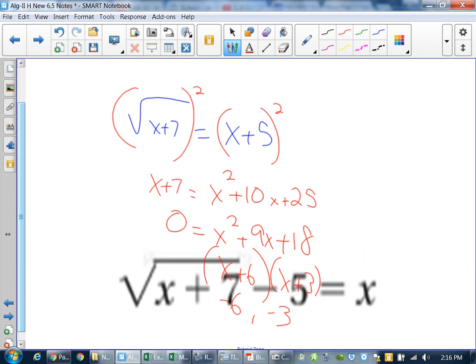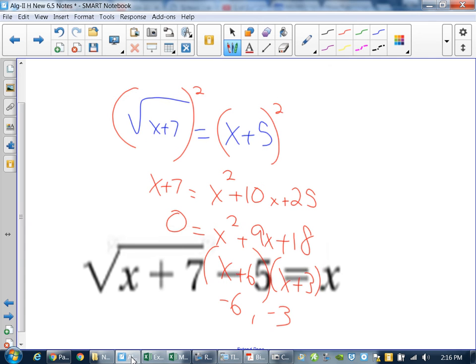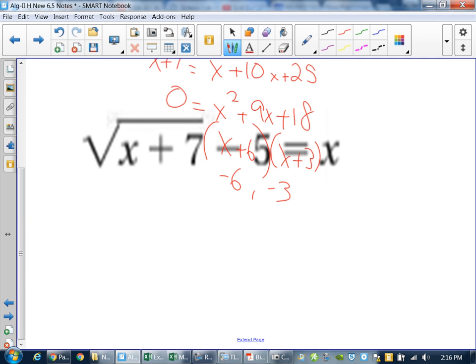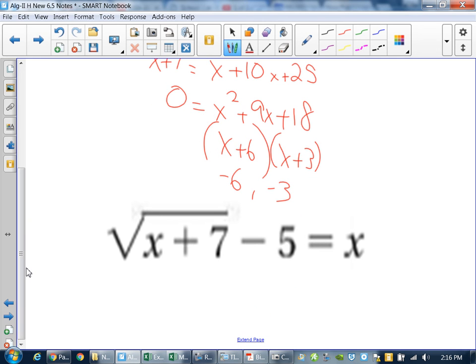Our original problem was this. We substitute in. What is -6 plus 7? Square root of 1 is 1. 1 minus 5 is -4. Did -6 work? -6 is what we call an extraneous solution. It's an answer, but it's not the answer. So we cross it off.